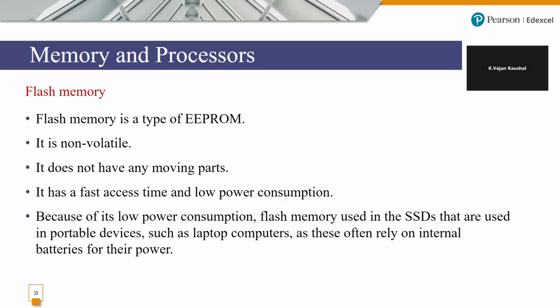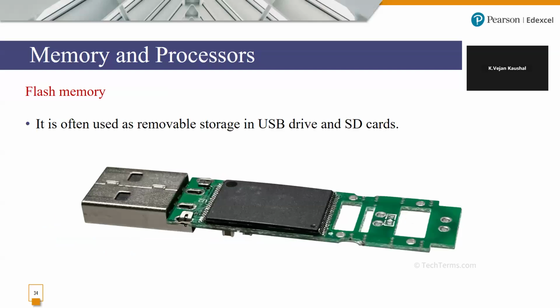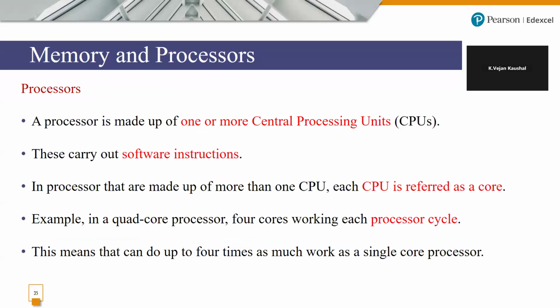Laptops, computers, then internal batteries, we can use it for those. This is the example for removable and portable devices: USB drive, SD card. We call this a USB drive, or you can call it an SD card. We can install it and we can take it out. For example, flash memory has two forms, USB and SD card. Others also exist.